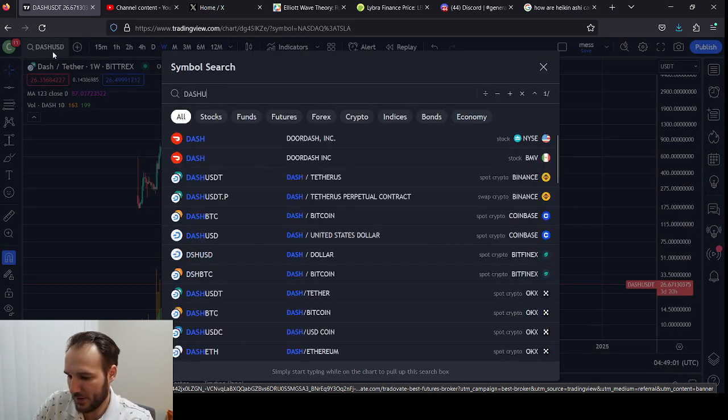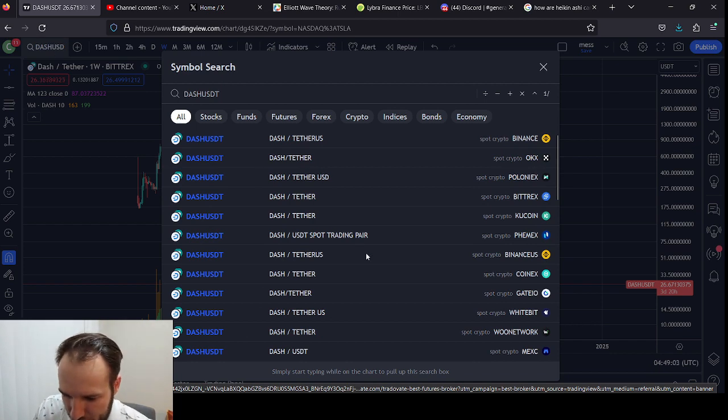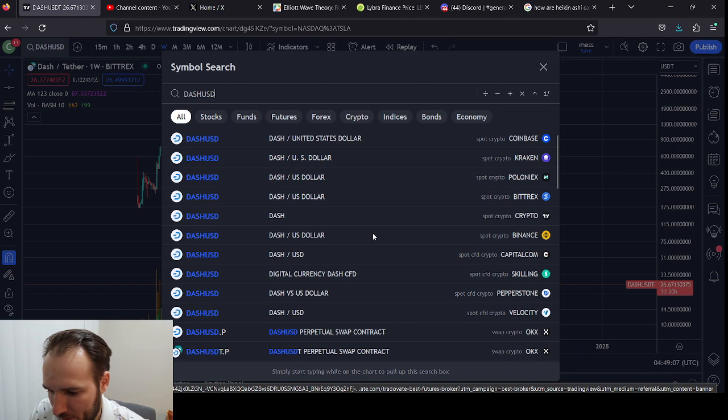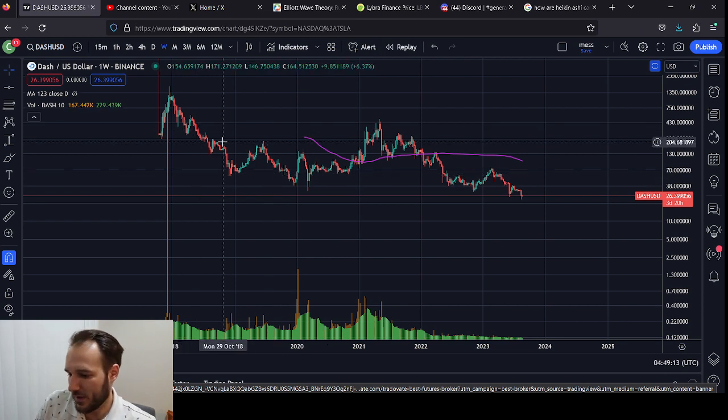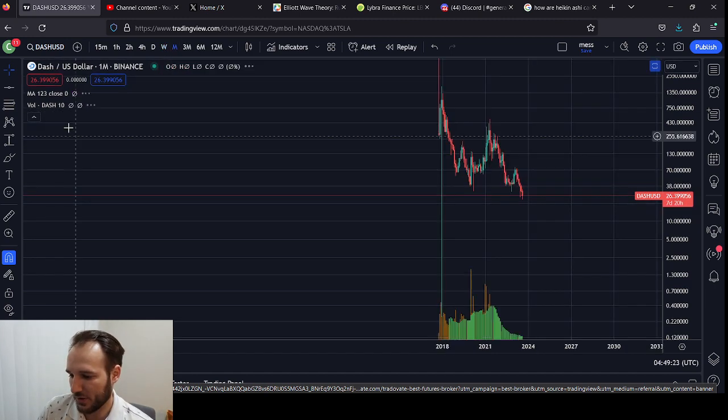I want to find a chart that looks good. Maybe just the USD on Binance. Yeah, there we go. Okay, this is the one. USDT has less data, but the USD one is there. So sometimes you've got to finesse it, you guys. You've got to look for the right chart to get a better look at this thing.